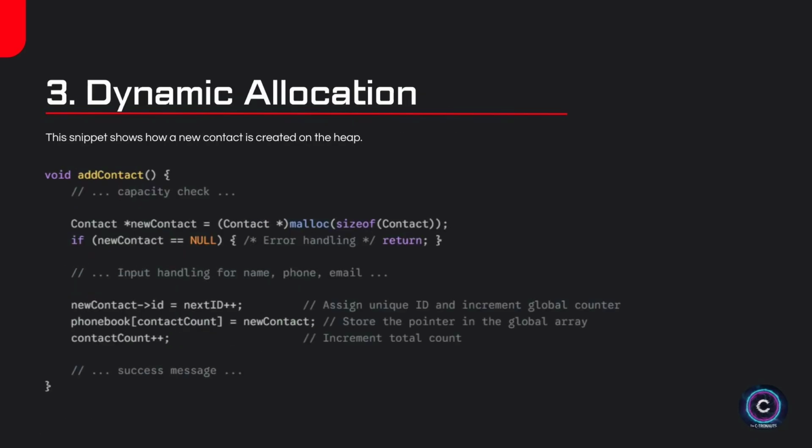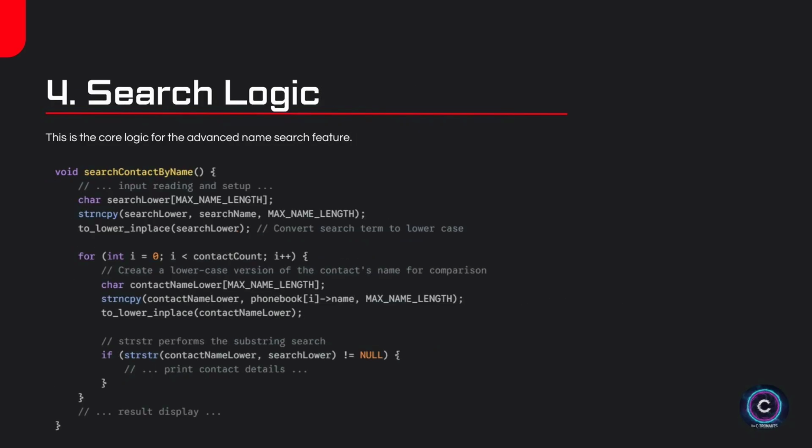Now the third one goes like dynamic allocation. Here a malloc function is used which dynamically allocates the required memory size for a new contact structure on the heap. ID assignment: assign the current value of the global next ID to the new contact ID field, then increment next ID using the postfix increment operator ++ to ensure the next contact gets a unique ID. The next one is array insertion. The pointer to the newly allocated structure, new contact, is stored in the next available slot of the phonebook array.